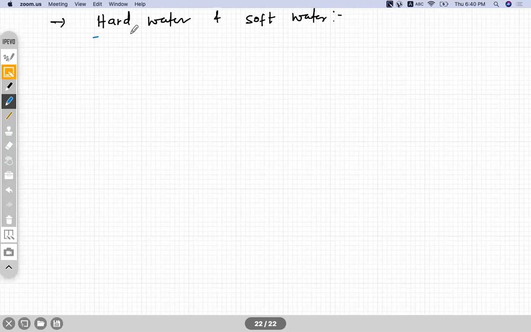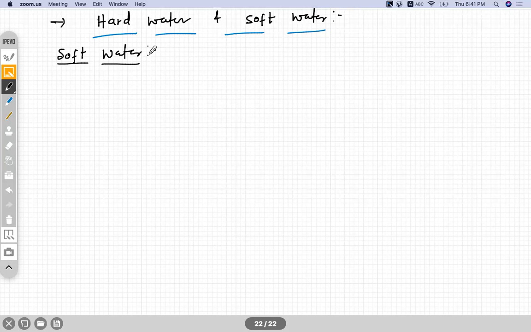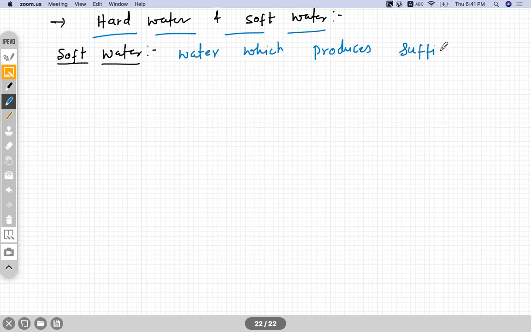The only thing that you need to keep in mind for sure. First of all, you write down the definition of soft water. Write down. Water which produces sufficient lather with soap is called soft water. Right.